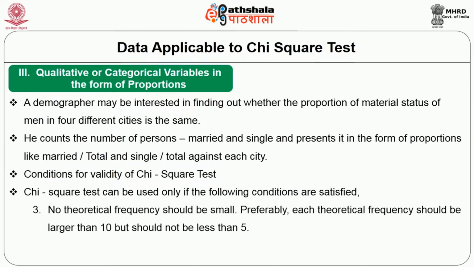The next one is no theoretical frequency should be small. Preferably, each theoretical frequency should be larger than 10 but should not be less than 5. The data should be given in original unit basis.